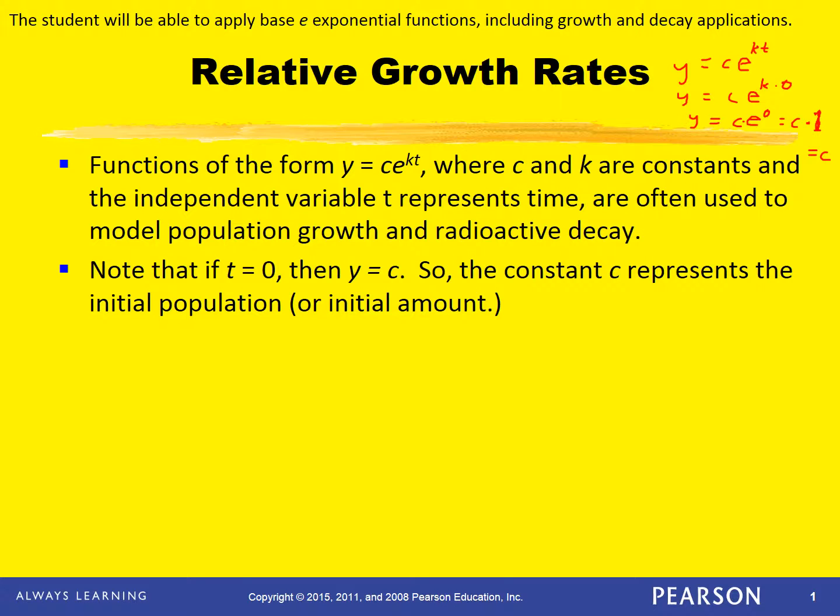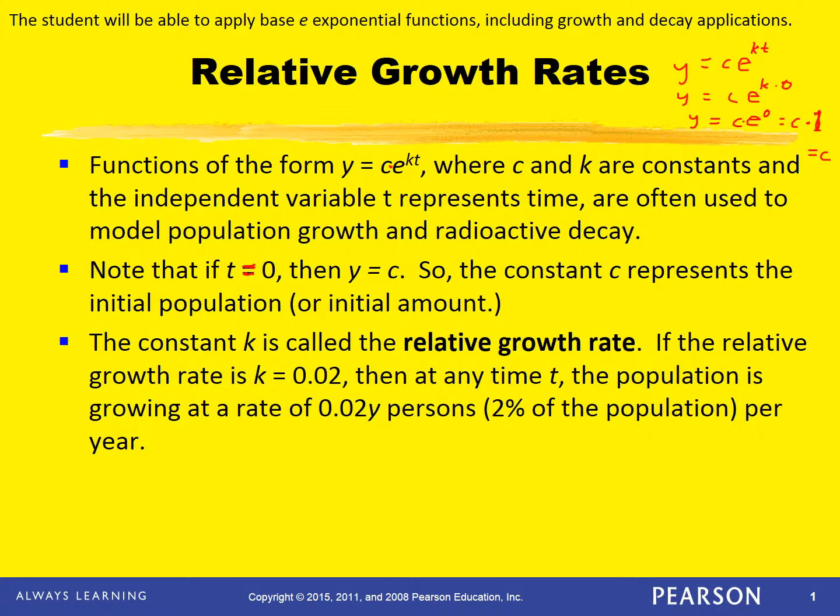So the constant c represents the initial population or initial amount, right? Time t is 0. We're at time 0, right at the beginning. And when we are there, then the population has the value of c. So whatever the coefficient of e to the kt is, that's what you have at the very beginning.